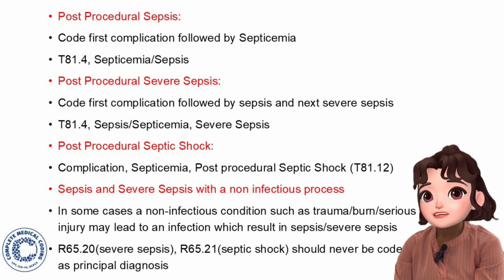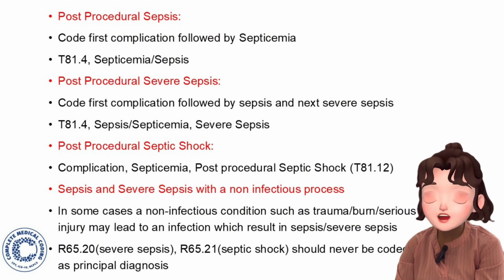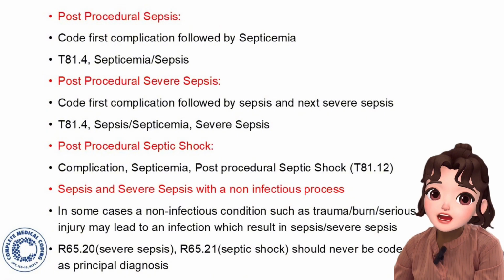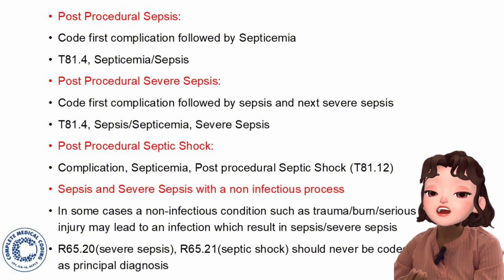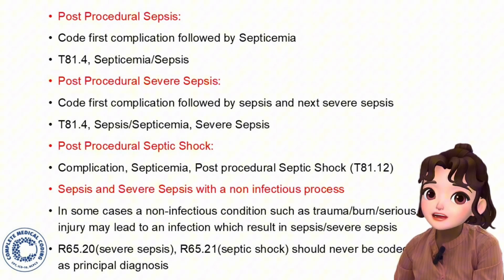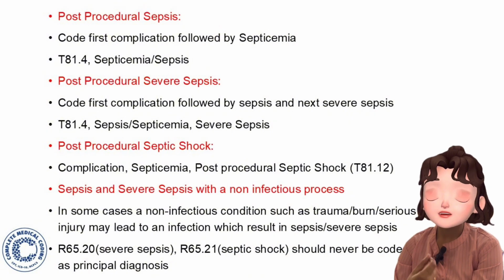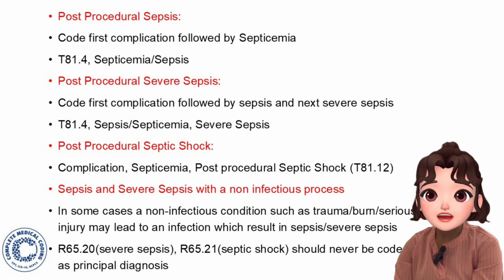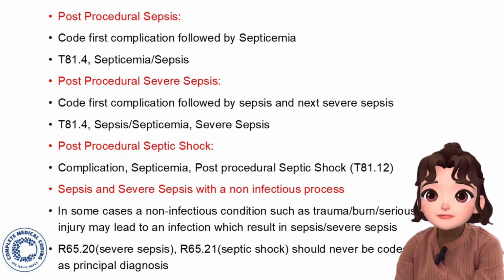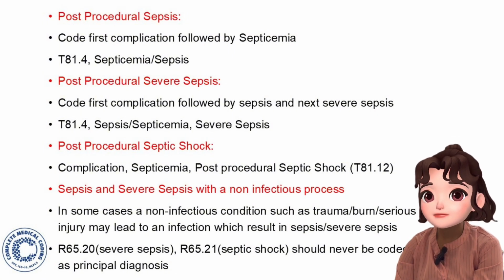Now, as discussed before, post-procedural sepsis. Always code the complication first. For post-procedural, after a procedure or after surgery, you have to code the complication first, followed by septicemia, followed by the organism. The complication, that is T81.4, is followed by the septicemia or sepsis code.